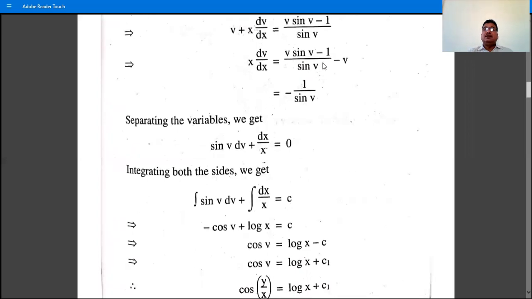After taking sin v as LCM, we have v sin v minus 1 minus v sin v. So v sin v and minus v sin v get cancelled, and we have minus 1 by sin v. Then separate the variables. Shift this sin v to LHS. So sin v dv is equal to minus 1 by x dx. After shifting to LHS, we have plus 1 by x dx is equal to 0.